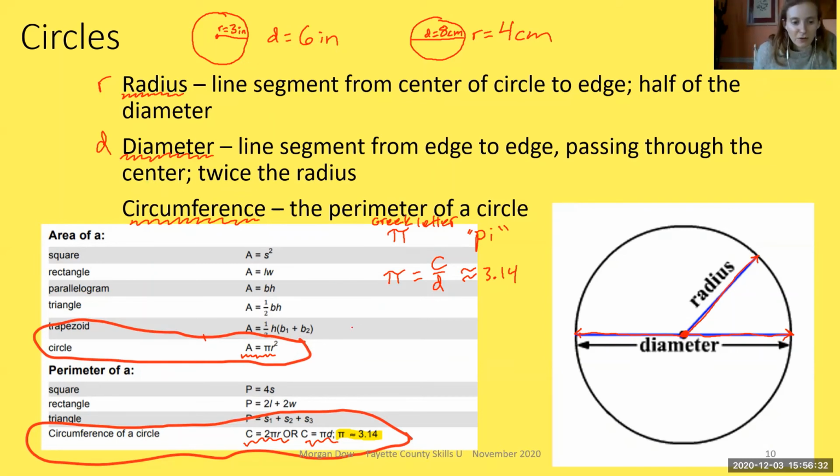So let's talk about our formulas here. The formula for area of a circle is pi times the radius squared. So when we're calculating area, we need to use the radius.